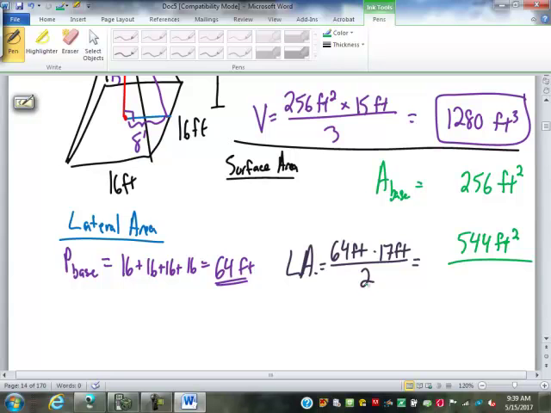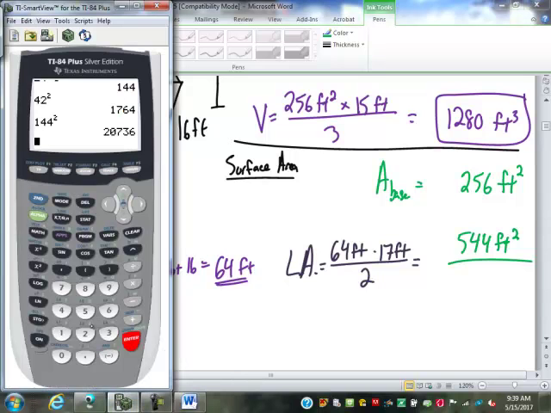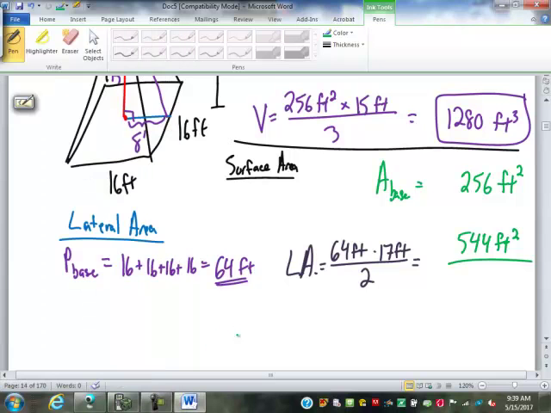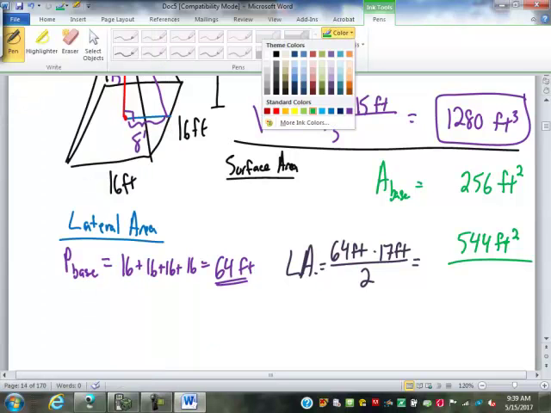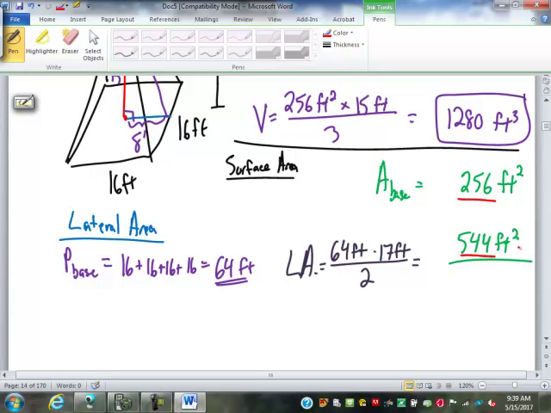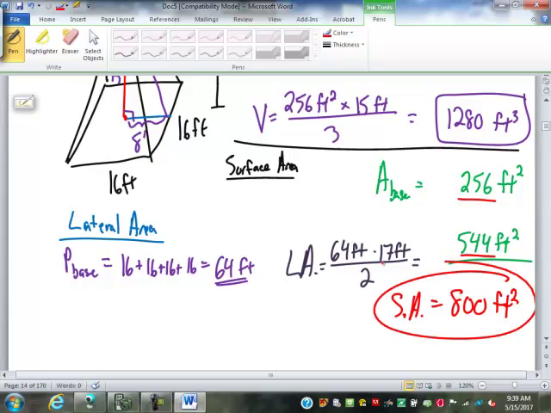That's after we divided by 2, right? Yep, that's after the 2. So 544 feet squared. Now we have to add those together. 256, 544, 800 square feet. Very good. So our surface area is 800 feet squared, 800 square feet. Any questions? Volume is divided by 3. Area is always divided by 2.